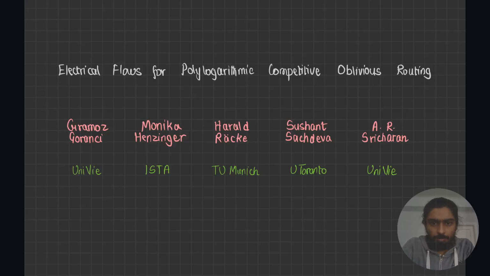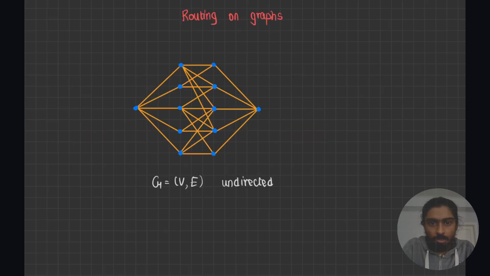Hey, I'm going to be talking about our paper on using electrical flows for oblivious routing with low competitive ratio. What we're going to be doing is routing on graphs. These are undirected graphs which have n vertices and m edges.